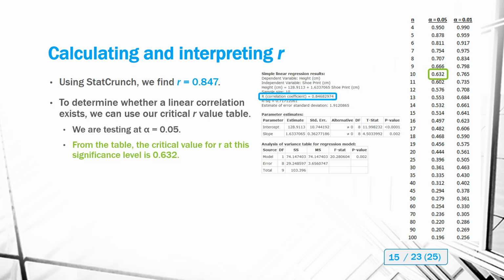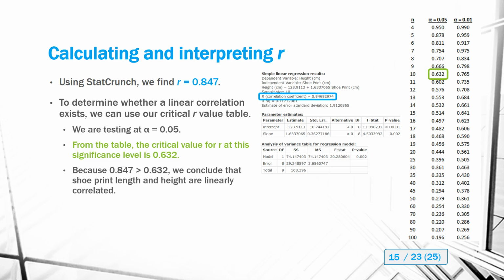That's our critical value. So now we compare the R value with this critical value, and because 0.847, which was our R value, is greater than this critical value from the table, then that means we can conclude there is a linear correlation between shoe print length and height.